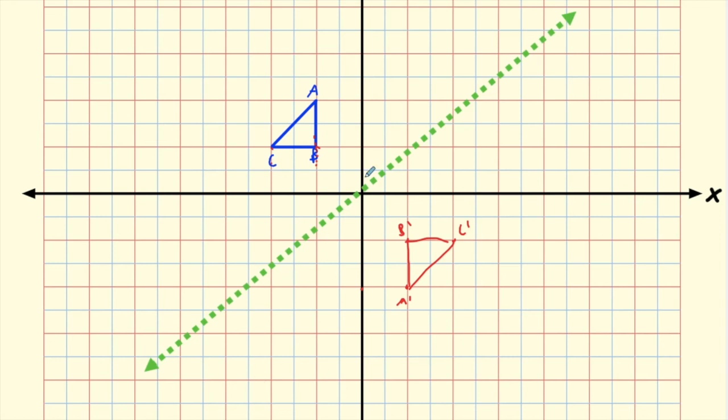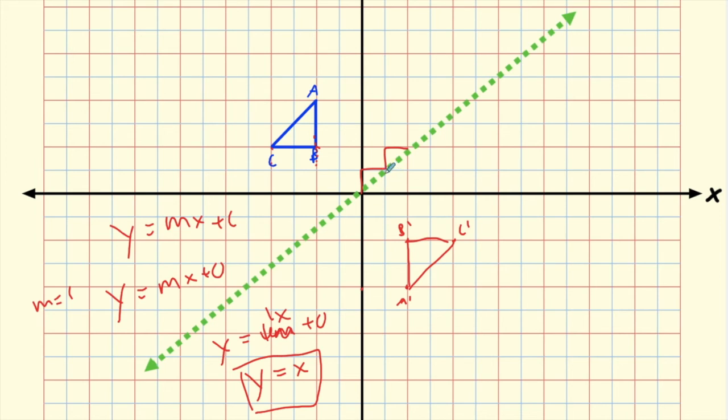And this line actually has a special equation. If we put this in y equals mx plus c form, our y intercept is 0, so y equals mx plus 0. And our slope is up 1 over 1, so our m is actually 1. If we plug that in, we get y equals 1x plus 0. If we simplify this, we don't need the 1x and we don't need the 0. Y equals x. So this line right here is the y equals x line. We can see that when x is 1, y is 1. When x is 2, y is 2, and so on.